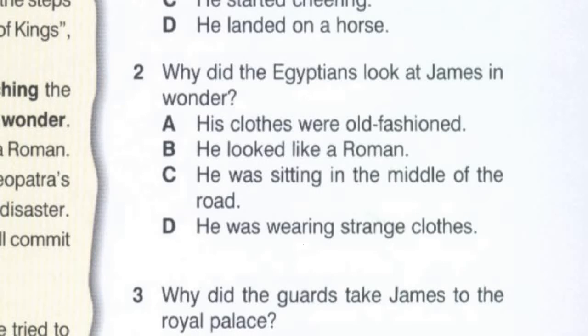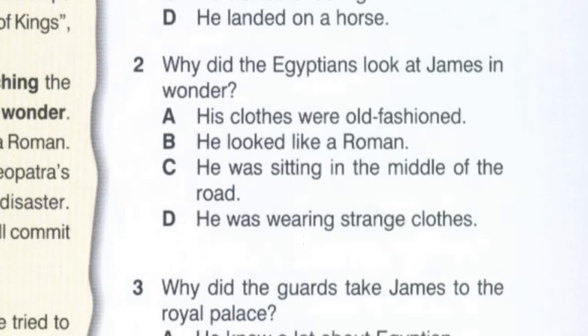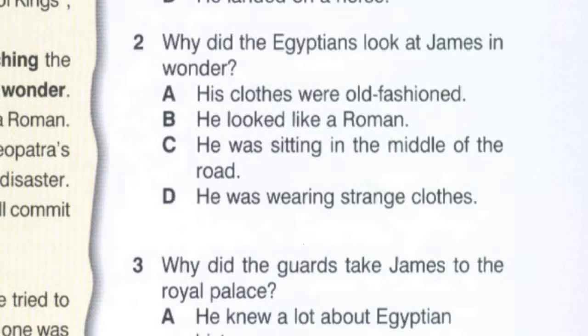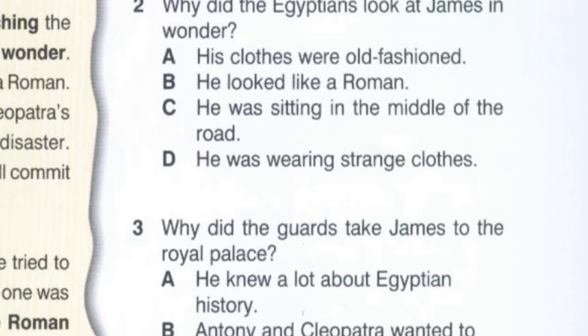Why did the Egyptians look at James in wonder? A. His clothes were old-fashioned. B. He looked like a Roman. Or C. He was sitting in the middle of a road. And D. He was wearing very strange clothes. Which one do you think? A, B, C, or D? Well done. The correct answer is D. He was wearing strange clothes.